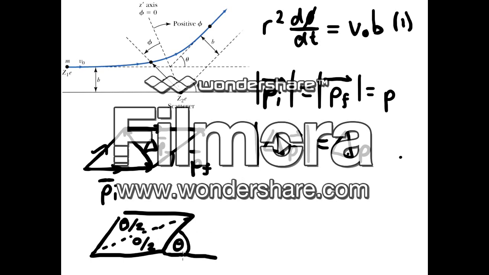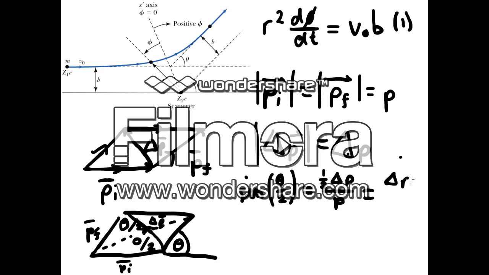Using some simple trigonometry, sine theta over 2 is equal to 1/2 delta p over p, which is equal to delta p over 2p. Rearranging this, we get that 2p sine theta over 2 equals delta p, which we should call equation 2.